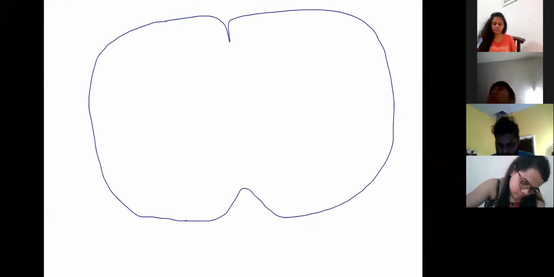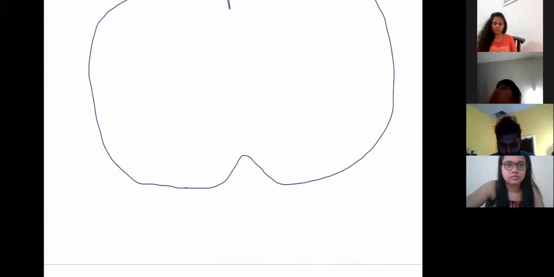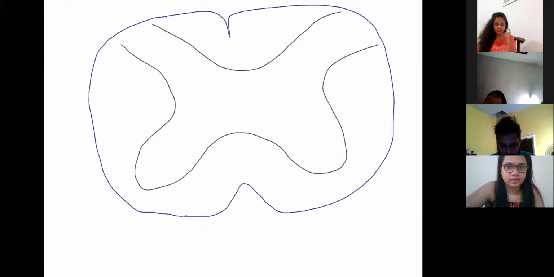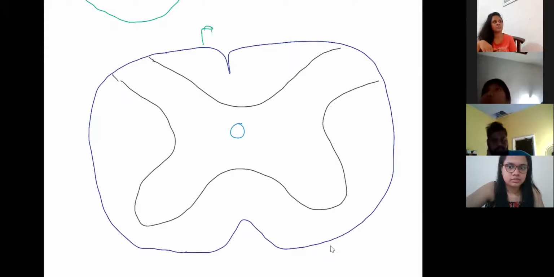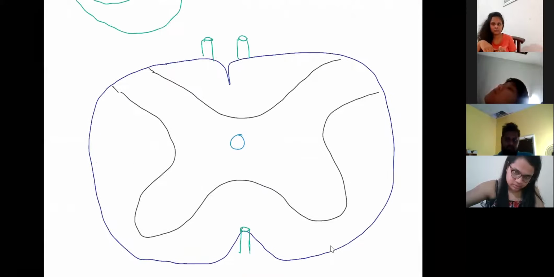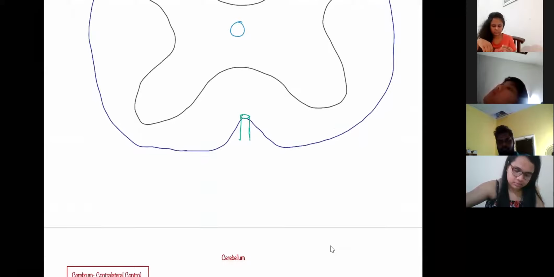How many posterior vertebral arteries do we have? Someone answer. Two. Yes, we have two posterior vertebral arteries. Okay. And we have one anterior, spinal arteries. These are spinal arteries. Two posterior spinal arteries and one anterior spinal artery.